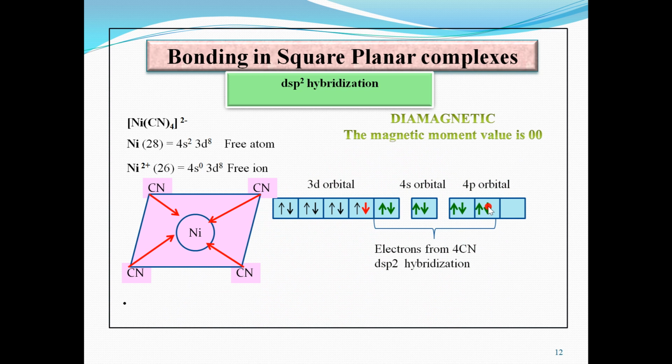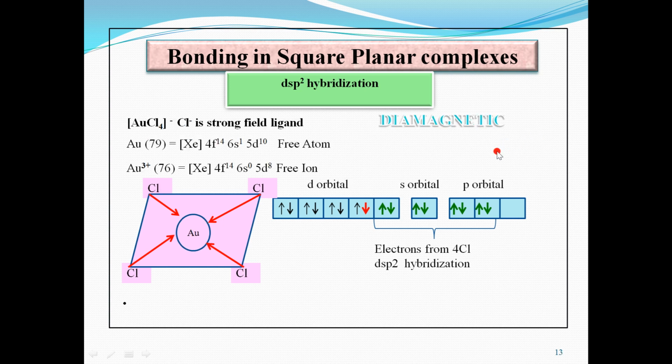So this complex ion is diamagnetic in nature, because the magnetic moment can be calculated using the spin only formula, mu equals the square root of n times (n plus 2). Putting n equal to 0, the magnetic moment value comes to 0. So this is diamagnetic in nature.